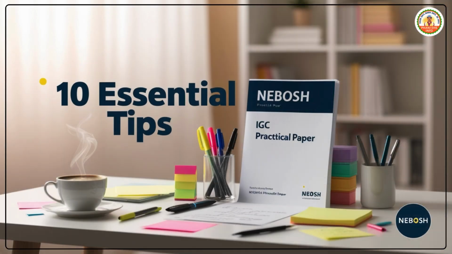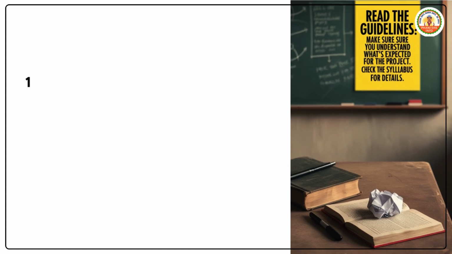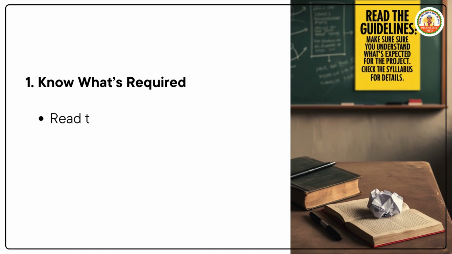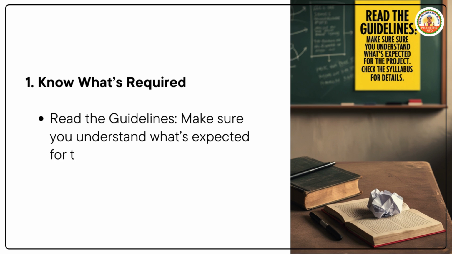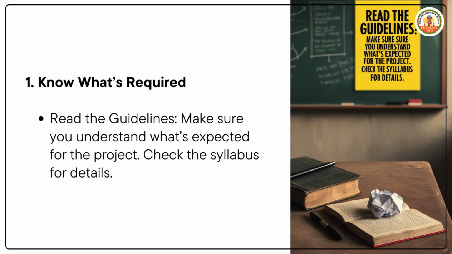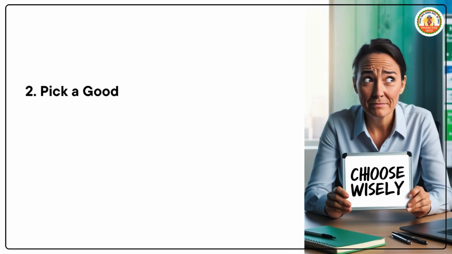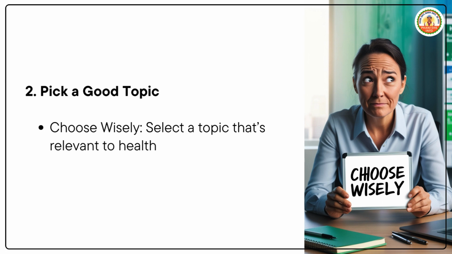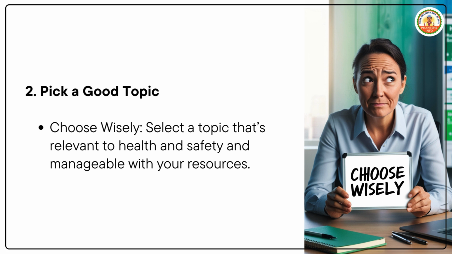Next, the 10 essential tips for practical project paper. 1. Know what's required. Read the guidelines. Make sure you understand what's expected for the project. Check the syllabus for details. 2. Pick a good topic. Choose wisely. Select a topic that's relevant to health and safety and manageable with your resources.